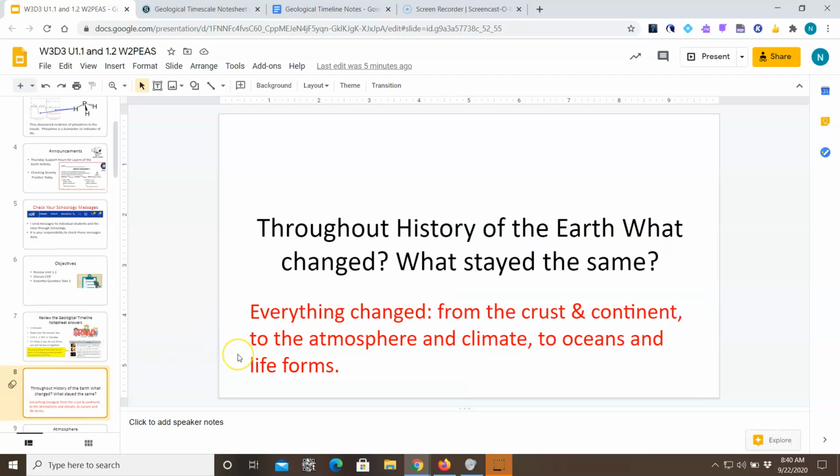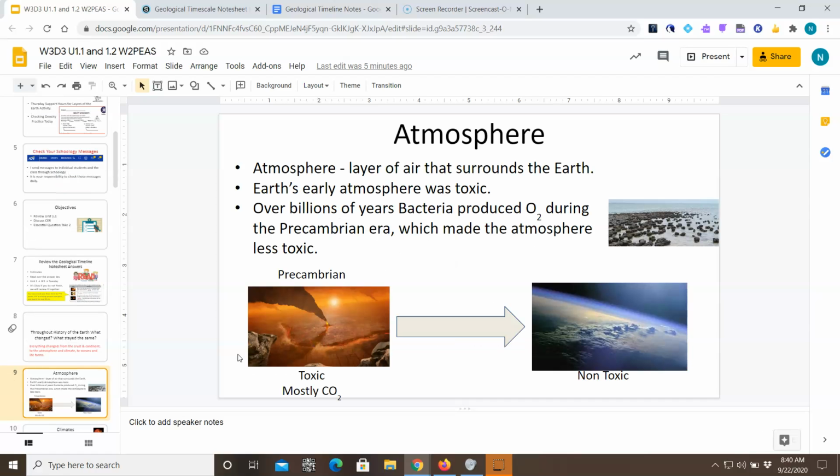All right, after we reviewed the note sheet, we talked about the history of the Earth. The main thing is that throughout the history of the Earth, things have changed: the crust, the continents, atmosphere, climate, oceans, life forms, and even the length of a day, which another student brought up.